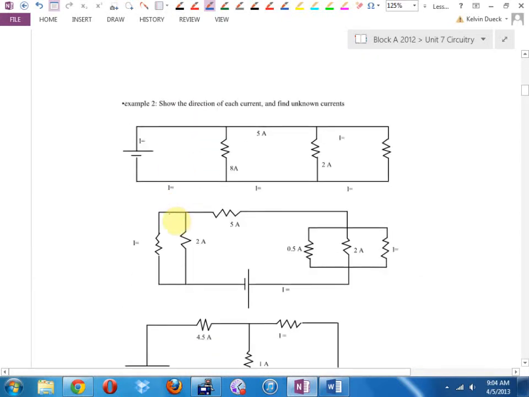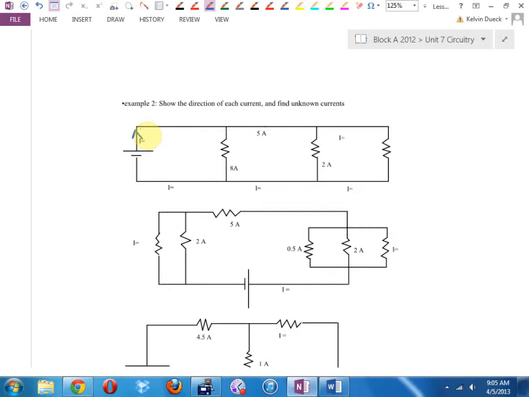Example 2. Show the direction of each current and find the unknown currents. Almost always my first approach is when I see the battery, I go, hey, current's flowing that way. That's downhill. Can you spot anywhere the total current leaving the battery? Is that obvious anywhere? Can you figure it out? If you can't, that's almost always my first job. So whenever you give me a big messy circuit, I go, well, let's see if I can find the total current. Can you?